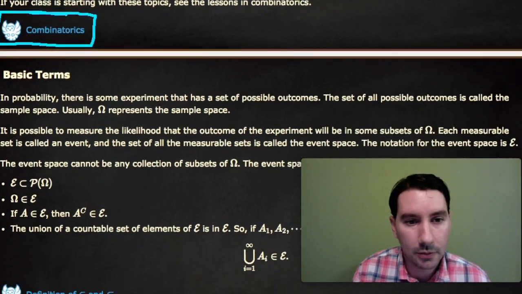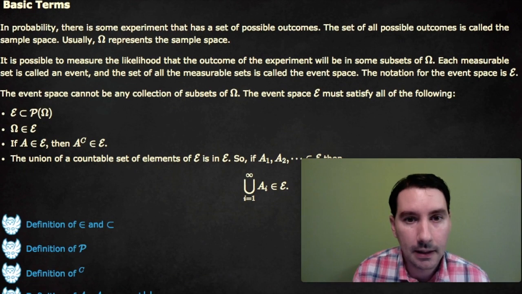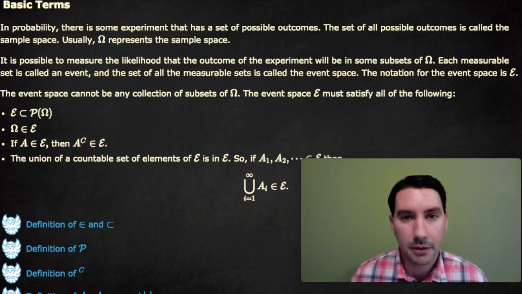For our lesson, we're going to start off with basic terms and definitions in probability theory. So in a probability, we have some kind of experiment, such as flipping a coin or rolling a die, and those experiments have outcomes. So if I flip a coin, the outcomes are heads or tails. And if I roll a die, the outcomes are 1, 2, 3, 4, 5, or 6.